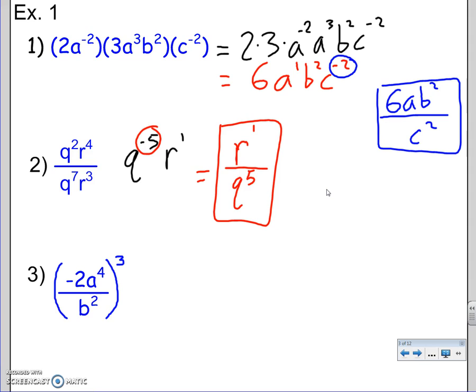In this last one, we have a monomial with an exponent outside, power to a power. Distribute this exponent to everything inside, including that negative.